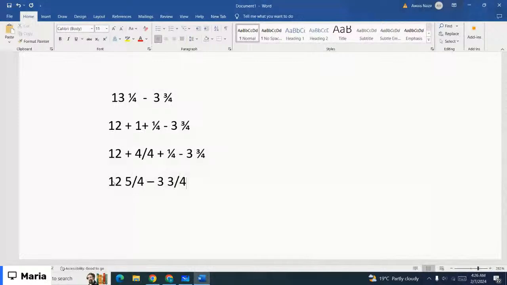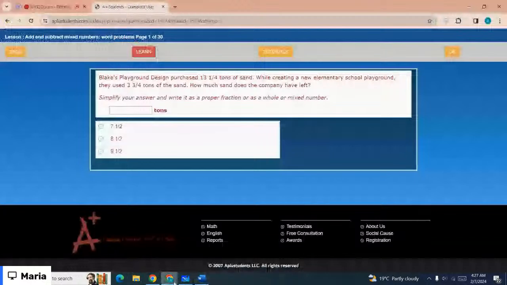So that is 12 minus 3 is 9, and 5 minus 3 is 2. So that is 9 whole 2 over 4, or you can divide them by the common factor. So that is 9 whole 1 over 2. The correct option is 9 whole 1 over 2. That means the company has 9 whole 1 over 2 tons left. Got it? So the correct option is 9 whole 1 over 2.